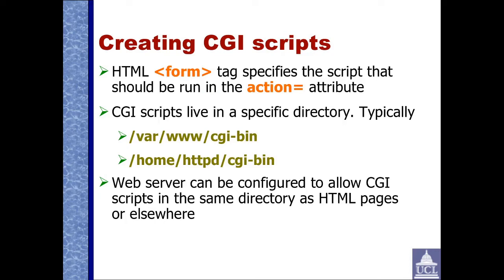Now, as we've already seen, the HTML form tag specifies the script that should be run in the action equals attribute. CGI scripts live in a specific directory, typically /var/www/cgi-bin or /home/httpd/cgi-bin, but the web server can be configured to allow CGI scripts to live in the same directory as your HTML pages or anywhere else. And as I said earlier, when it comes to creating web pages and creating CGI scripts at Birkbeck, there's a special location and you will be told about that in the practical.